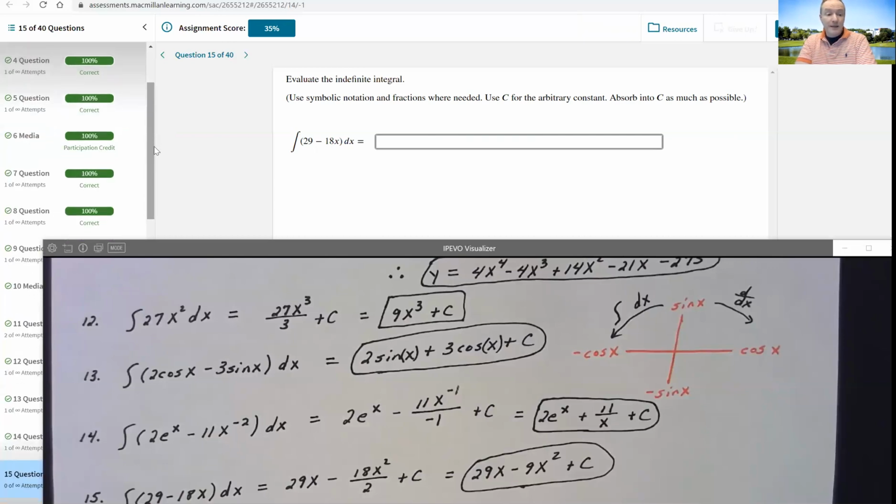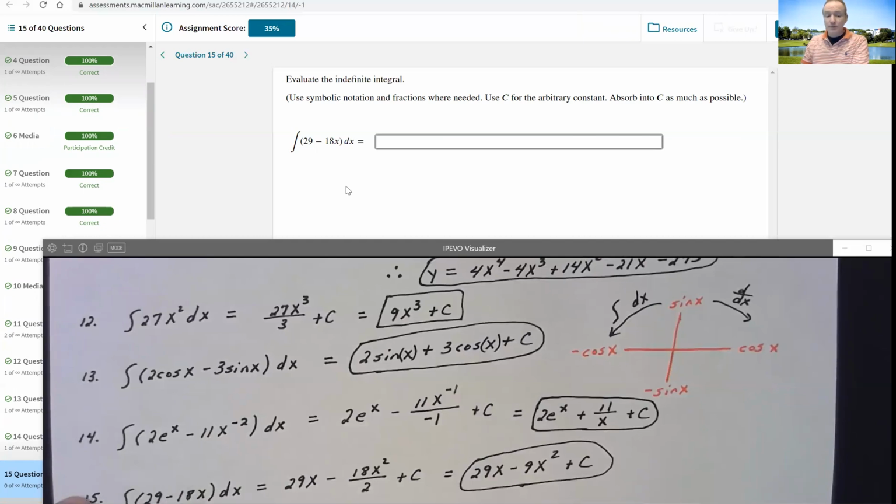For number 15 here, and this is a very easy one to end on, it wants the integral of 29 minus 18x. It's a simple power rule for both of these terms. You need to understand that this first one is understood to be 29x to the 0. So the power rule says increase the power on x by 1. It becomes 29x to the first. And then the integral of 18x to the first is going to be 18x to the second divided by 2. And then, of course, we keep the sign out in front.